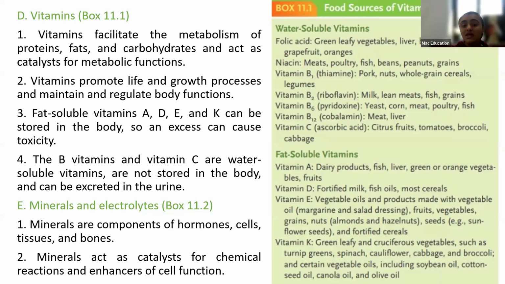And vitamin B and vitamin C are water soluble vitamins, so they are not stored in the body and can be excreted in the urine. Any vitamin B and C is a water soluble vitamin, and water is not stored in our body. It is excreted daily through urine.